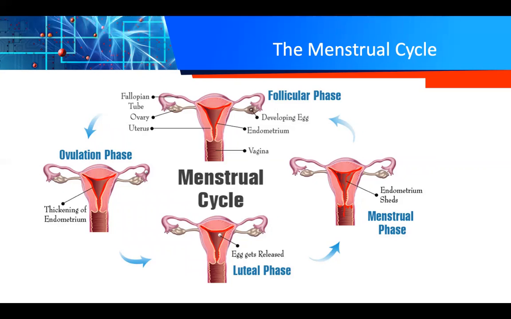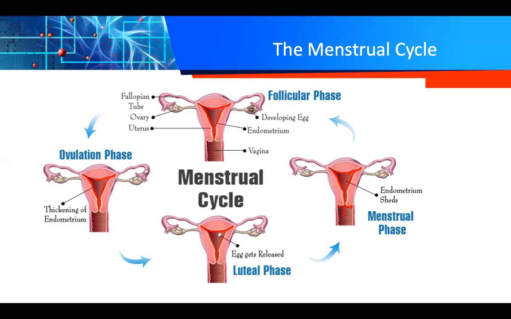And the third, about 1 day later, ovulation occurs. During ovulation, the egg is released from the ovary into the fallopian tube. In the fourth stage, as the egg moves through the fallopian tube, it can be fertilized by sperm. The lining of the uterus thickens, and this stage lasts about 7 days.